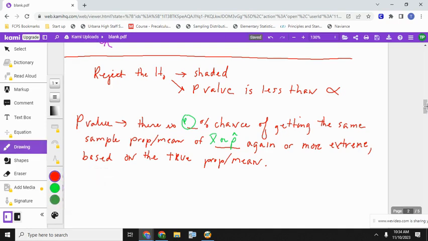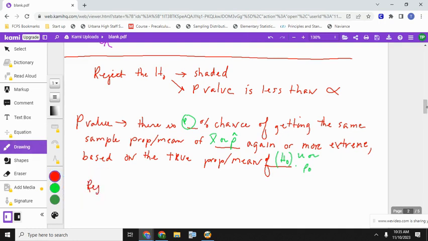This last number is your true proportion, whatever your true proportion is, or whatever your true mean is. This is the number that's going to come from your H0, right? That's the H0 number. So you fill in whatever the sample mean or sample percent was, and then whatever the H0 was. That's your population value, so either the mu or the p sub 0. That's your p-value sentence.